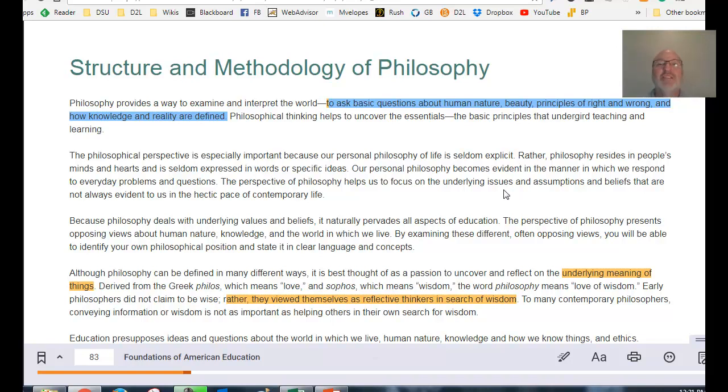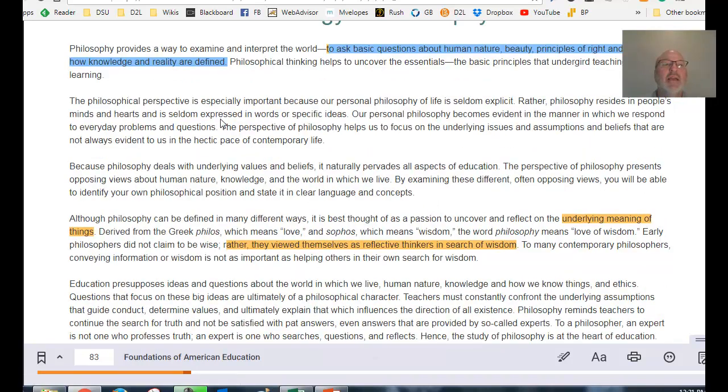Okay, so some of this we take back to families and religious beliefs and stuff, but what philosophy does is try to look at it all at a secular level, and that's kind of the approach here. Philosophical thinking helps to uncover the essentials, the basic principles that undergird teaching and learning. Okay, and so I'll let you go through this.